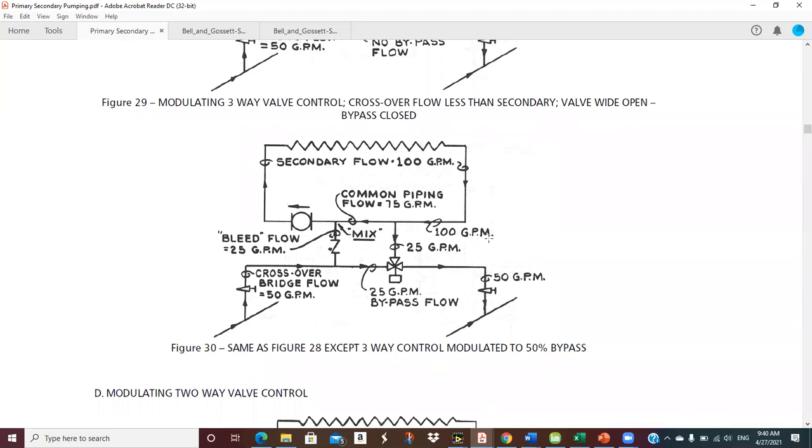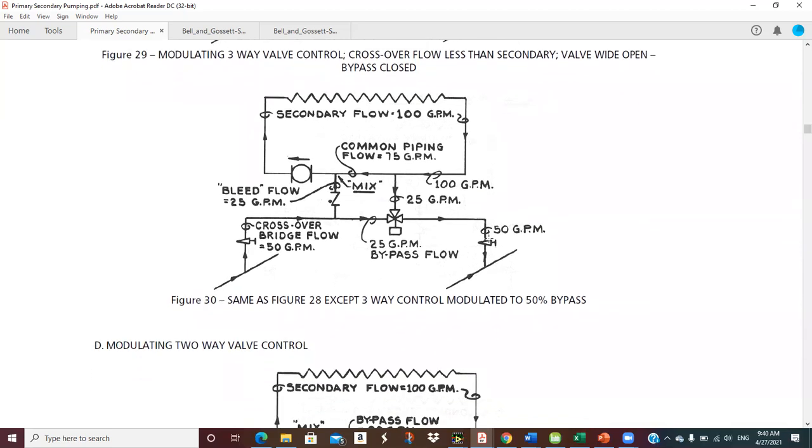Okay, this could be an intermediate situation. If this is set up to be a modulating three-way valve, then it can go any place from full flow to full bypass. So this is the 50-50 situation. So now of my 50 to the crossover, this valve is kind of in a 50-50 situation. So it's allowing 25 GPM through it, and the other 25 is going up into the secondary. So then I've got 75 GPM up here mixing. And so, you know, I'm boosting that temperature a little bit.